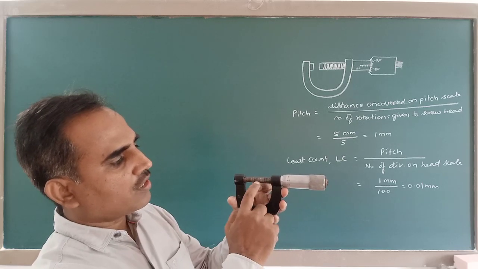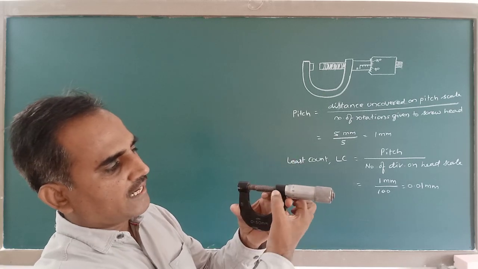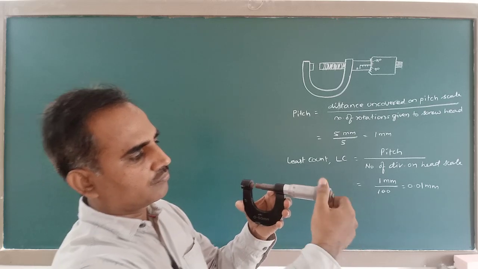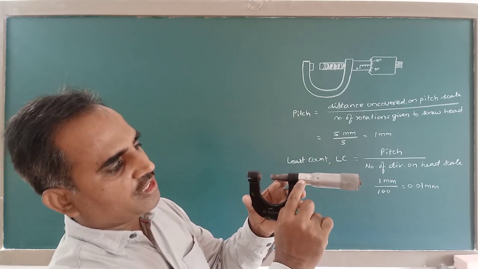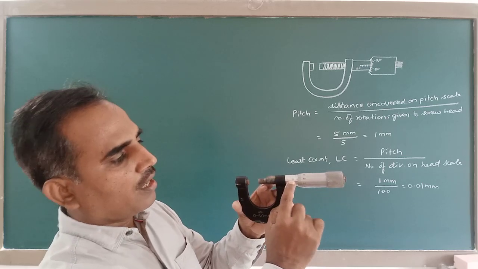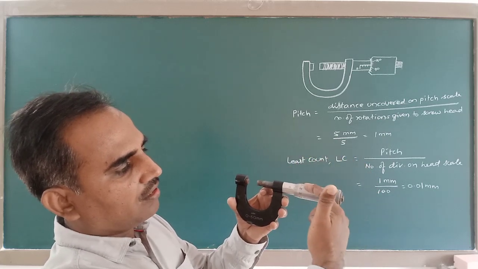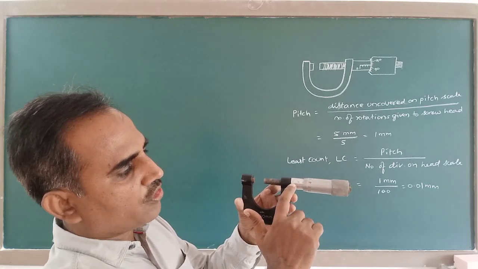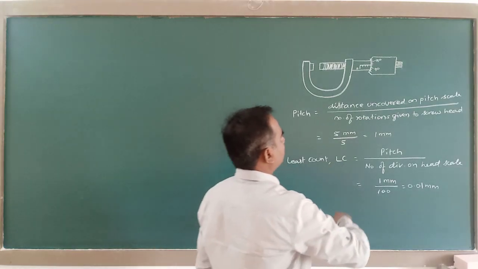This screw has a number of threads, and this screw is passing through this head. This head is attached to this one. So here you can see a scale which is graduated in millimeters, called the pitch scale, and this is the head. This is called the head scale. This is called the pitch scale, this is called the head scale, and this horizontal line is called the pitch line. I have shown this here in the diagram.